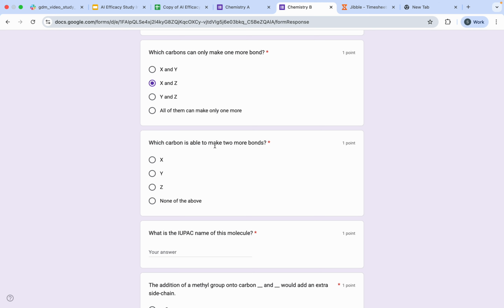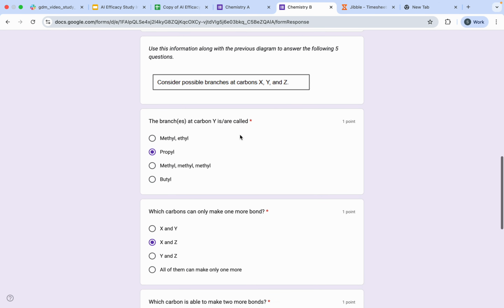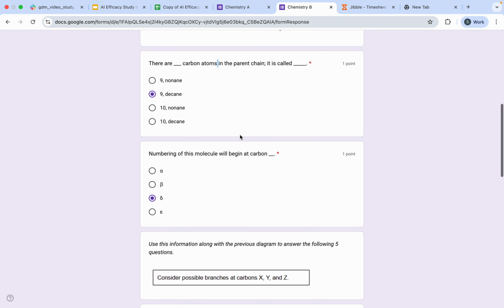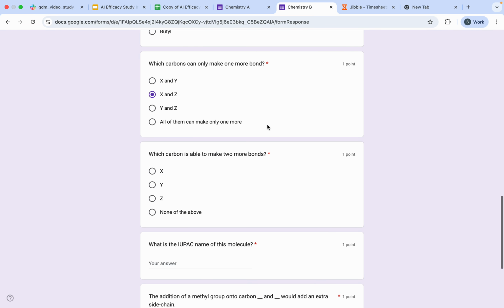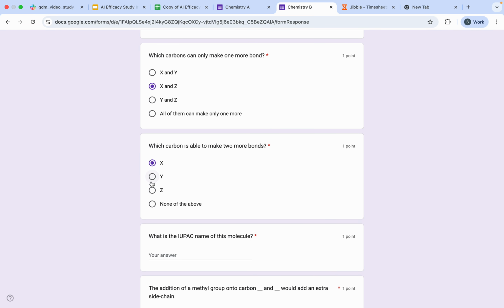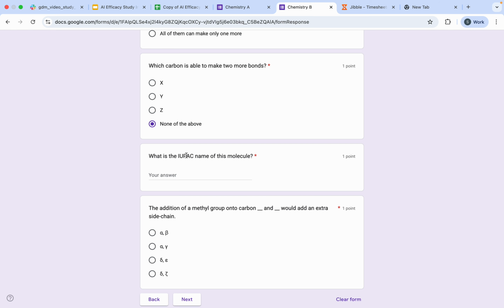Which carbon is able to make two more bonds? I'm not sure. X, Y, two more bonds. X, Y, Z. I think I will go for X. X, Y, and Z. None of the above. I think none of the above is the answer. Okay.